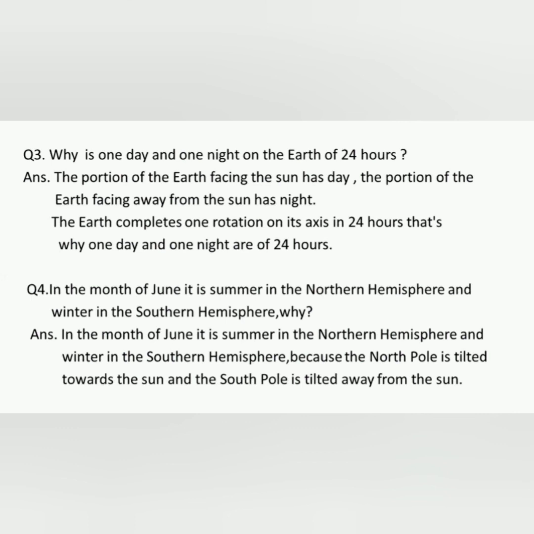Question number 4. In the month of June, it is summer in the northern hemisphere and winter in southern hemisphere. Why? And the answer is, in the month of June, it is summer in the northern hemisphere and winter in southern hemisphere, because the north pole is tilted toward the sun and the south pole is tilted away from the sun.